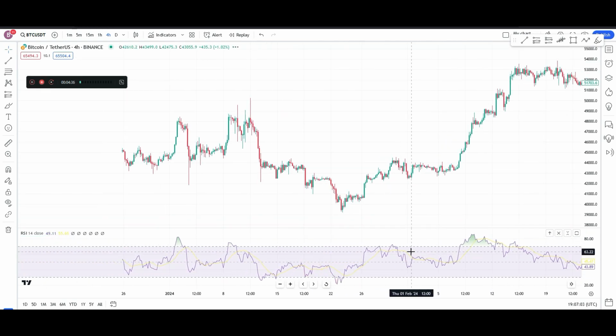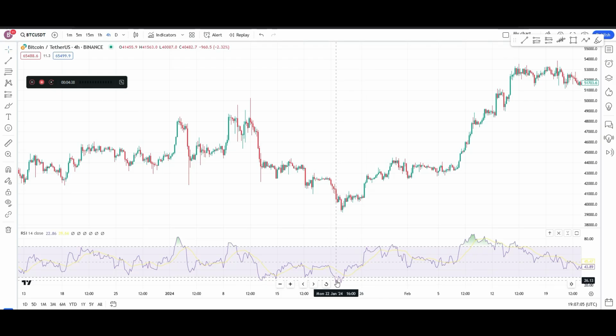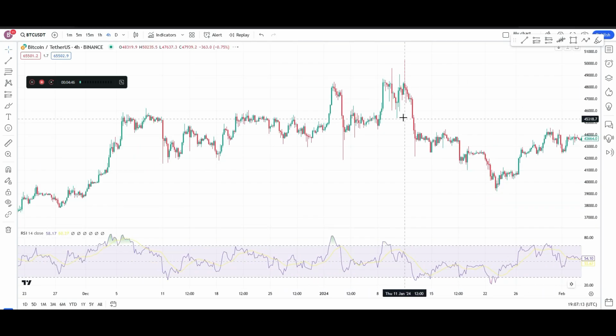Another good example here is this. At this oversold region, buying here gave us a good clear signal. But if the market was bearish, just like in this case, buying here will give you a maximum return. Buying here will give you a maximum return.